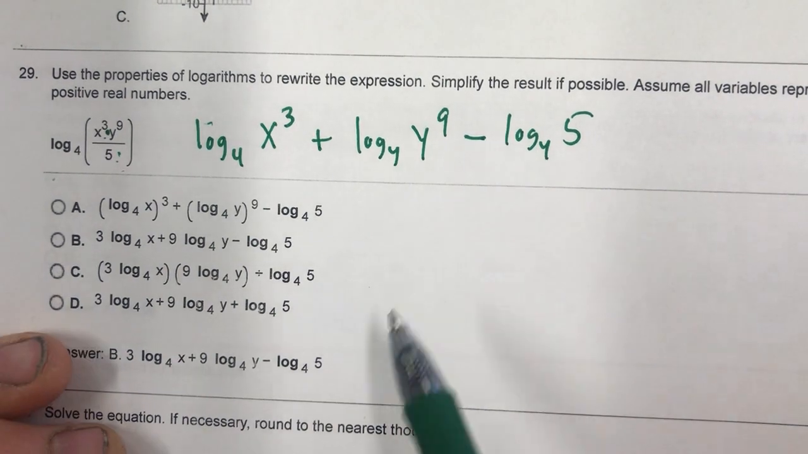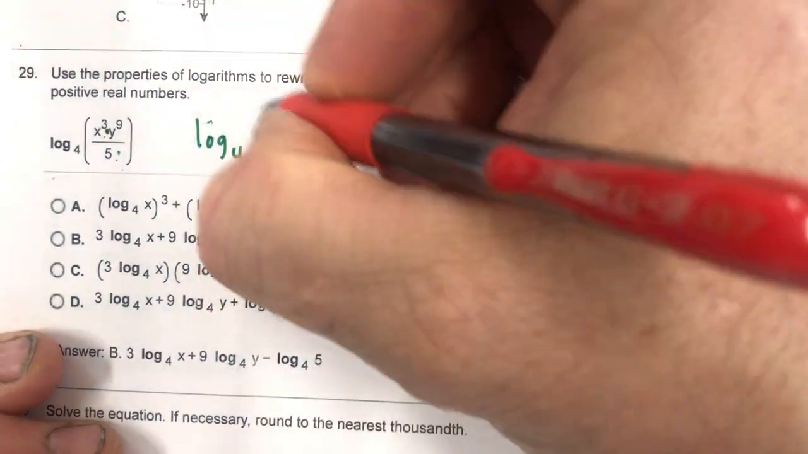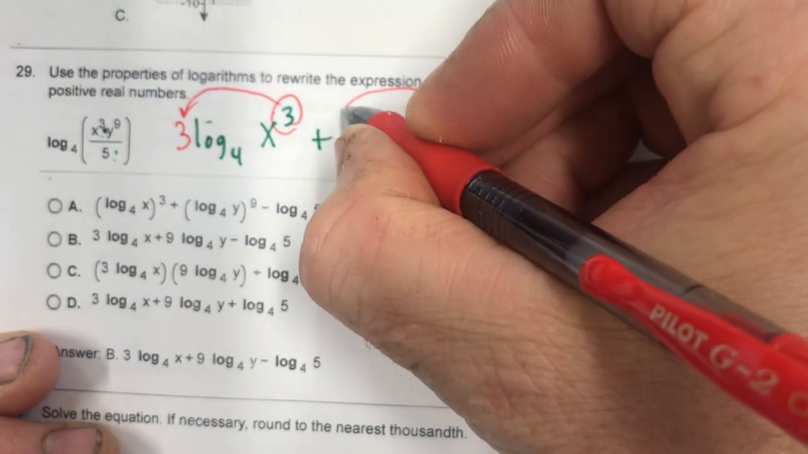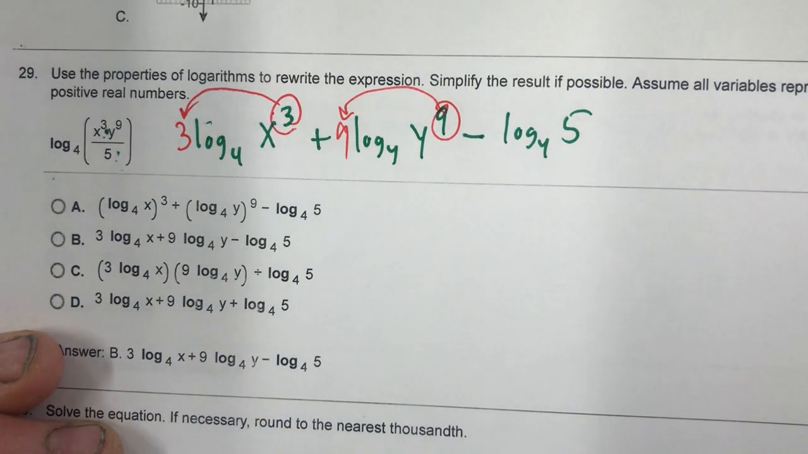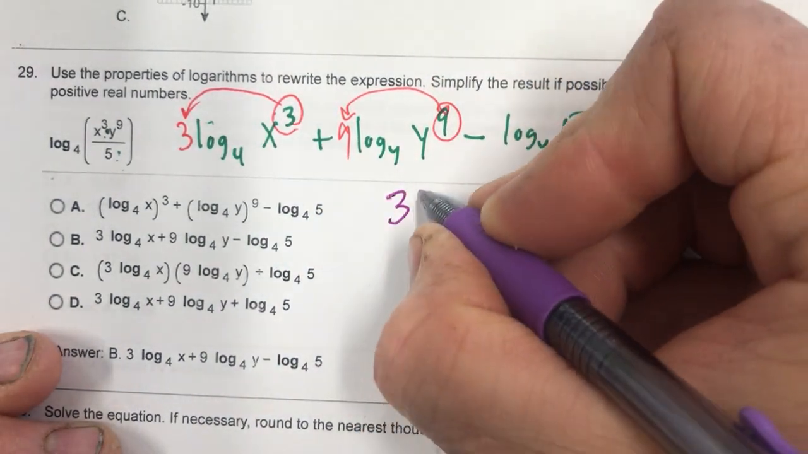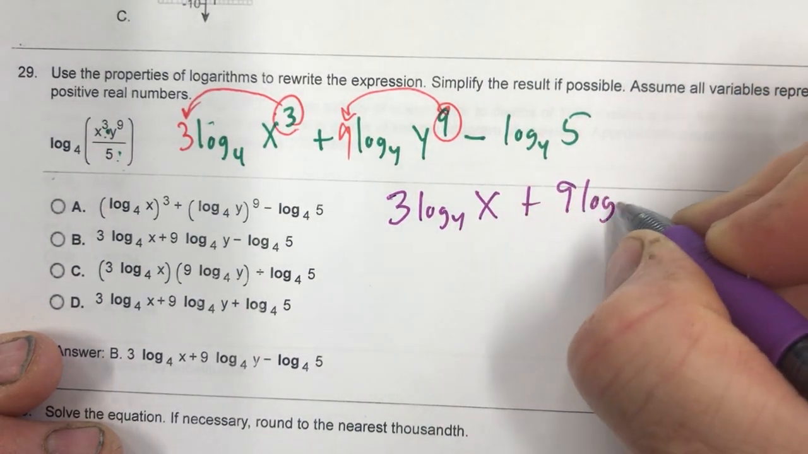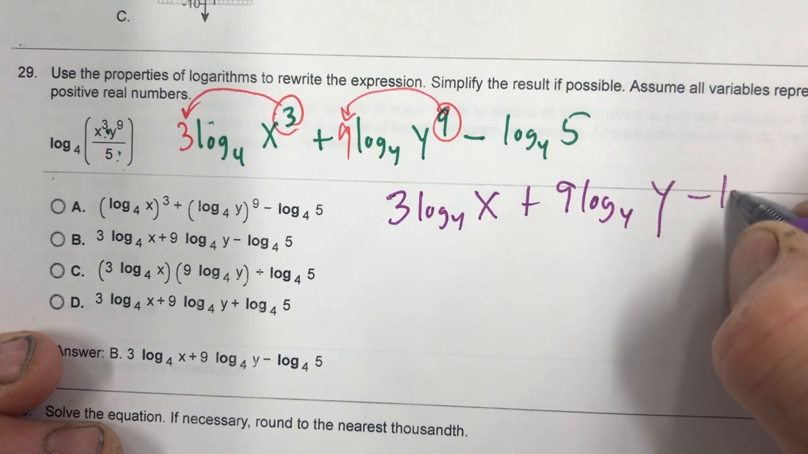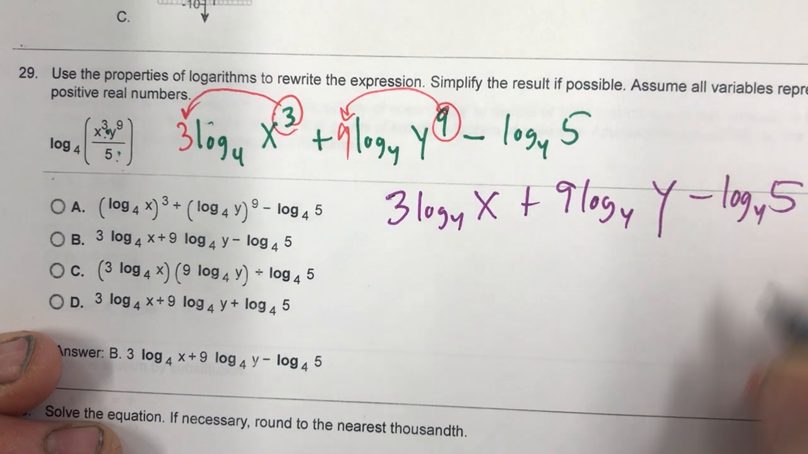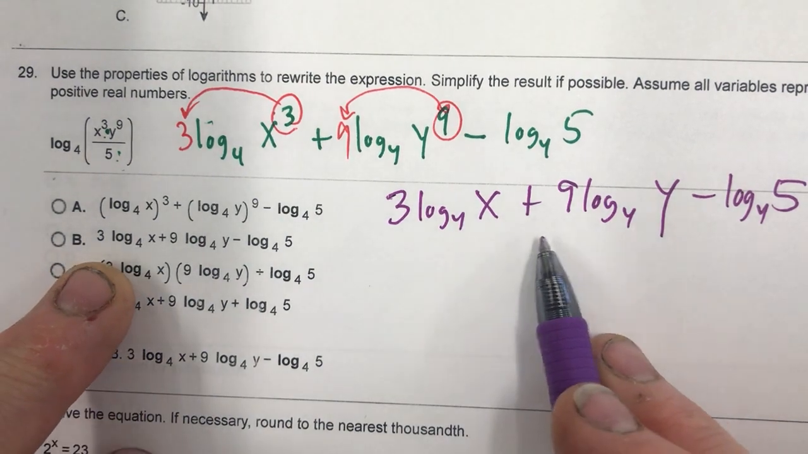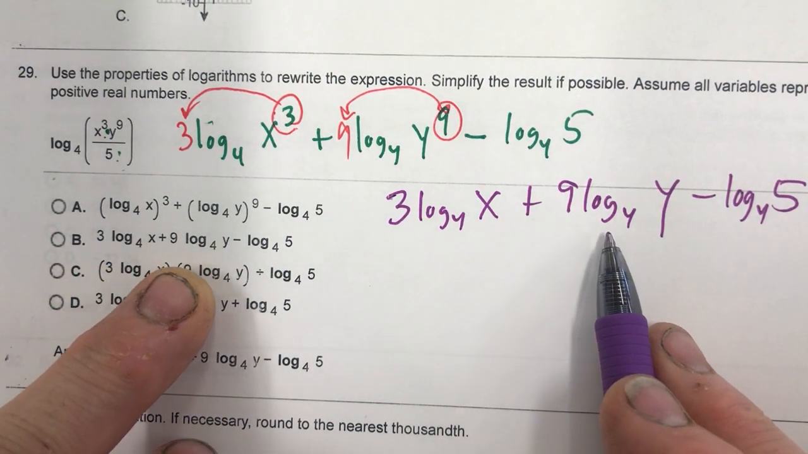Okay. Now, these exponents can come out in front as multipliers. So this 3 is going to come out in front of him. This 9 right here is going to come out in front of him. And so it looks like this. 3 log base 4 of x plus 9 log base 4 of y minus log base 4 of 5. That should be it. So it looks like 3 log base 4 of x plus 9 log base 4 of y. That's B.